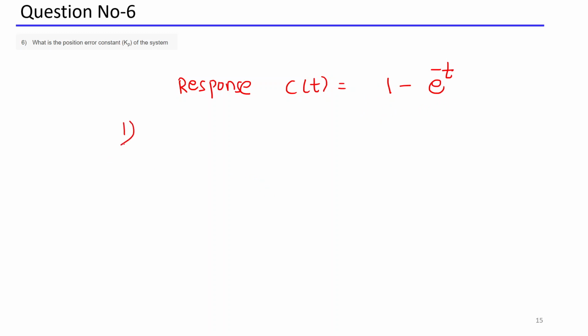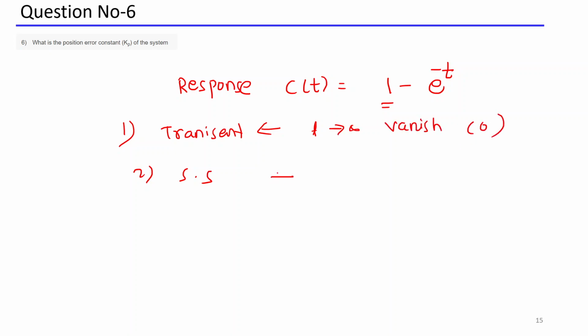Because there are two responses: one is the transient response, one is the steady state response. E to the power minus t is transient. Transient is something that vanishes as t tends to infinity; it will not exist, it means 0. Steady state is what exists as t tends to infinity. That's why for impulse input, we do not find steady state error.